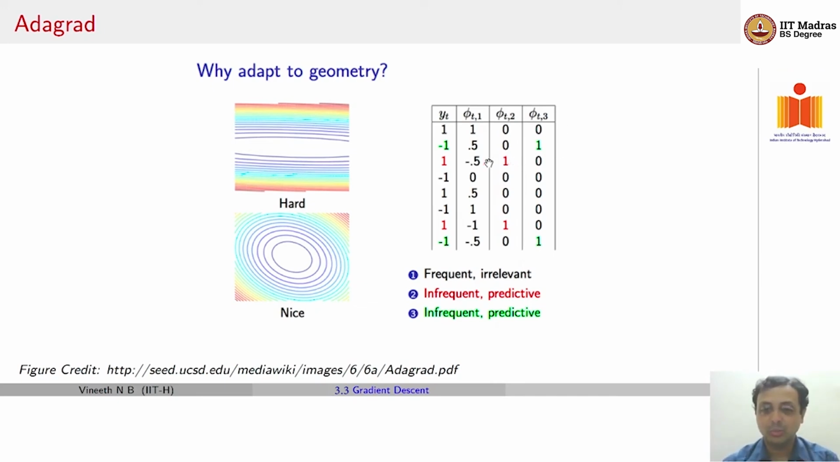So when phi t2 is 1, we see that yt definitely becomes 1. It doesn't matter when it's 0, but when it is 1, the output is definitely 1. Similarly for phi t3, you see that when it's 1, the output is definitely minus 1. So it looks like this particular parameter changes only once in a while, but when it changes, it makes an impact on the final decision. So this is a scenario that says that even if the gradient is small, but it happens only once in a while, let's give more weight to changes in those directions, in those weights. And that's what this algorithm does.